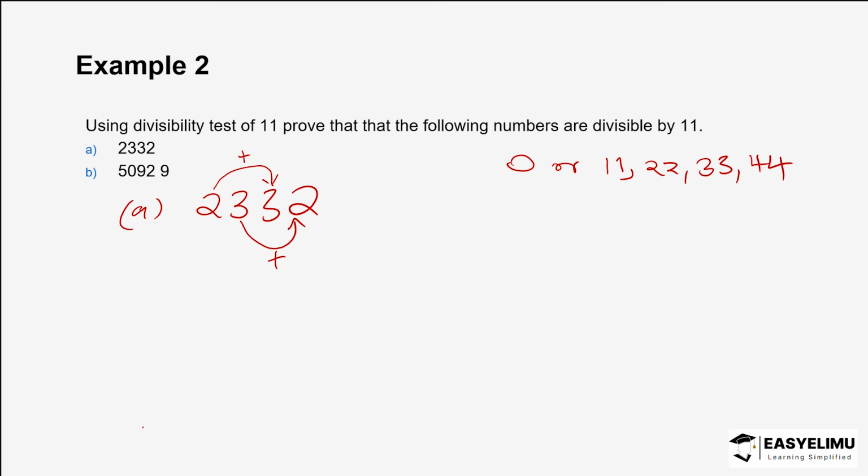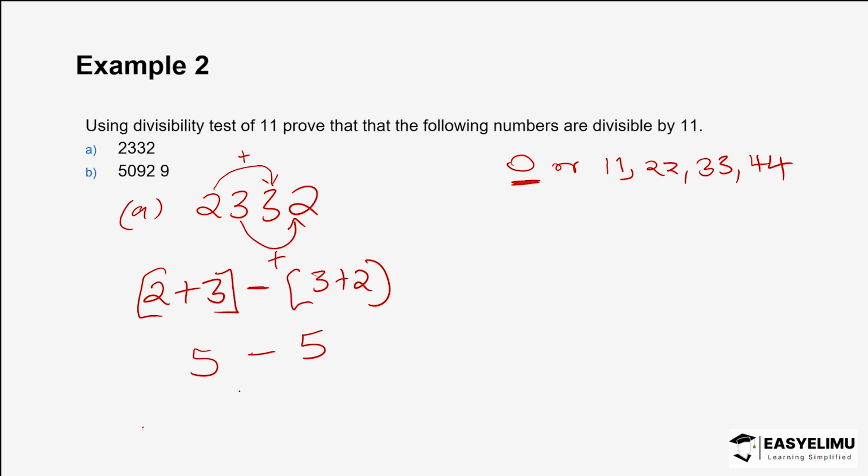So we'll just check, is the difference 0? If it's 0, we'll then conclude that the number is divisible by 11 because the difference between the sum of digits in alternate positions is a 0, because that is the condition that we're supposed to check. So the first sum of digits is 2 plus 3. And then the other sum is 3 plus 2. And this is giving us 5. And then we are subtracting another 5. And the answer is 0. So you see the condition is met.